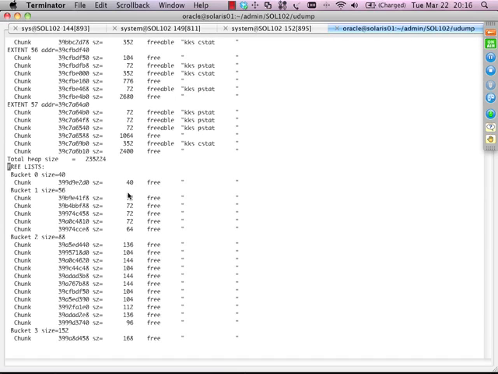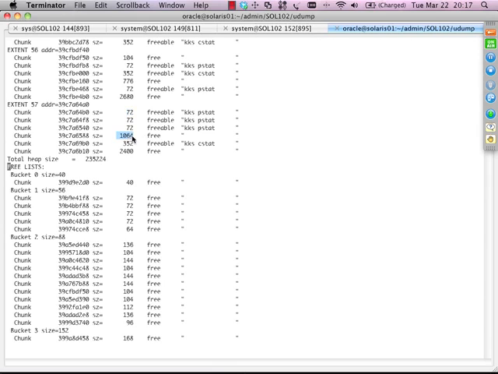So the heap dump, I'm not going to go much into detail. So the heap dump is this. Oracle allocates shared pool heap in extents as well. So there are things called memory extents. And what you see is the address of that extent, or the chunk in the extent where it begins from, and the size of it. And you see the status.